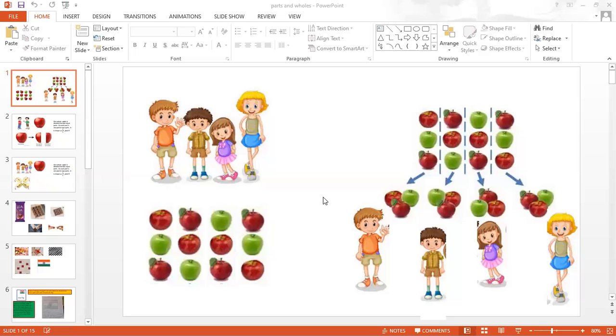The new chapter, parts and wholes. Though it is a new chapter, almost 80% of this topic we already discussed in class 4. Just now you have seen shading and finding the fractions. Parts and wholes. Here is one PPT I am going to share with you.